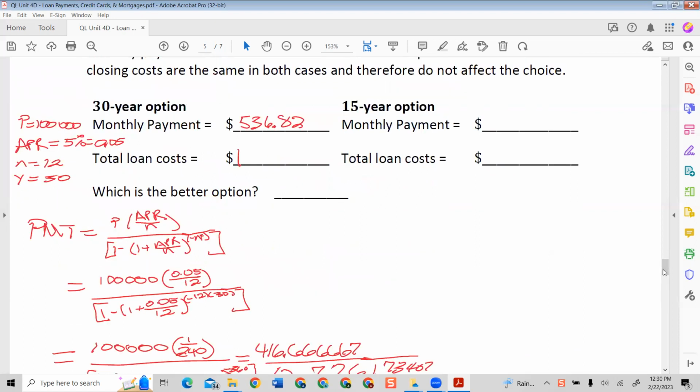Now let's figure out the 15 years, and then we're going to compare. All right, so we're going to do the same thing. The only thing that changes from this column here is going to be the APR and the Y. So my APR here is going to be 4.5%, which gives me what?